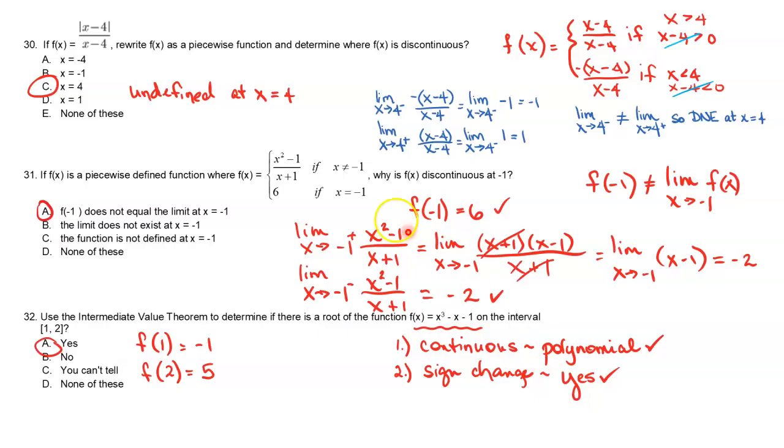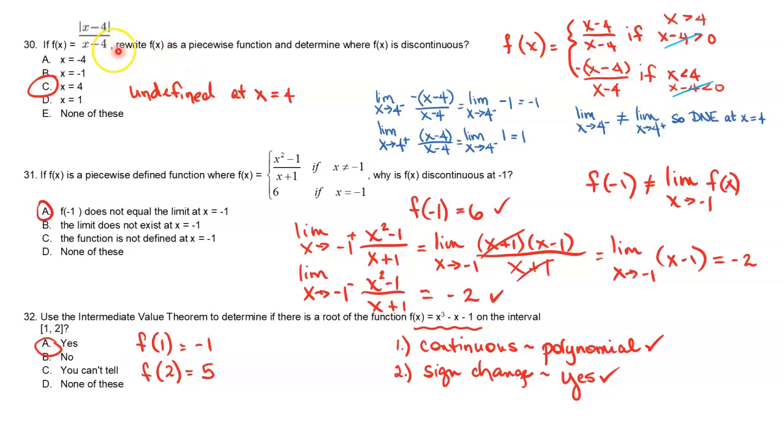All right, then for number 30, we want to find where this function is discontinuous. So what I need to check for are domain issues. So I need to check where the denominator equals 0. So that's going to be at 4. And then I also need to check where the pieces of the piecewise come together. And so in this case, that's also going to be 4. So the only place I might have a problem is at 4. And so that's what I want to check.